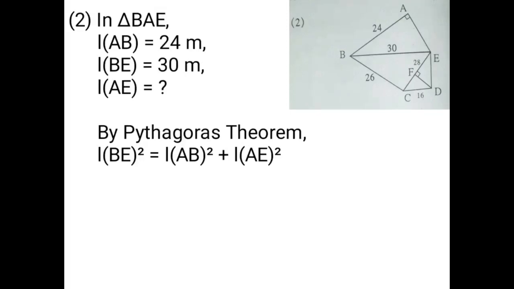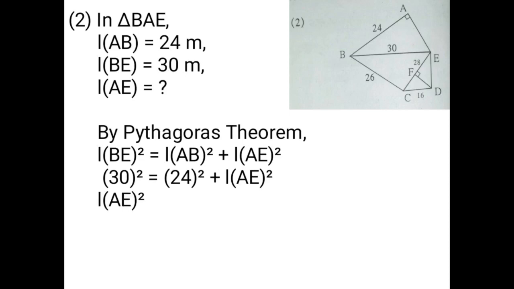That is, length of BE square is 30 square is equal to length of AB square is 24 square plus length of AE square, right as it is, because you have to find length of AE. Length of AE square, write it on the left side. 30 square, you have to take it on the right side. That is equal to 30 square plus becomes minus according to equation, minus 24 square. Square of 30 is 900 minus square of 24.